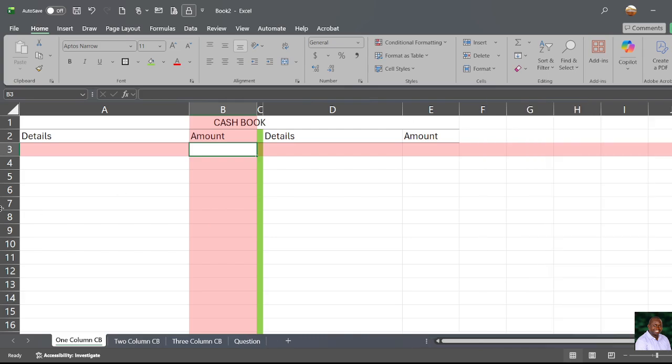I want to invite you to our class today, and today we want to talk about cash books. I promise that we will be looking through one cash book, and then we look into how we can reconcile those cash books.